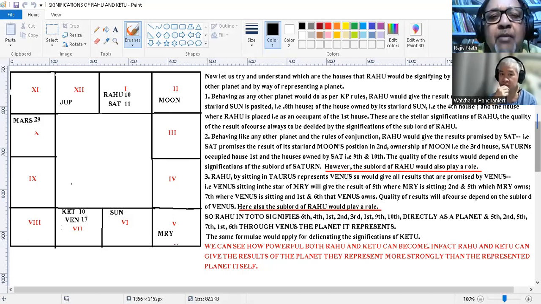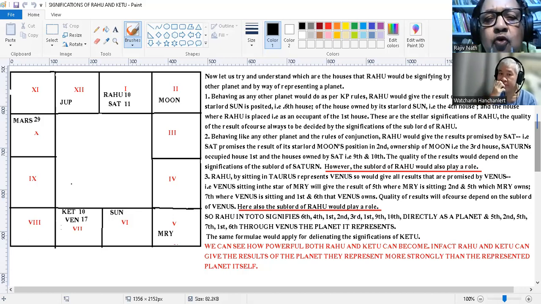So number one, behaving as any other planet would do as per KP rules, Rahu would give the result of the house where its star lord Sun is posited, that is the sixth house, of the house owned by its star lord Sun, that is the fourth house, and the house where Rahu is placed, that is as an occupant of the first house. These are the stellar significations of Rahu. The quality of the result, of course, is always to be decided by the significations of the sublord of Rahu, like any other planet.